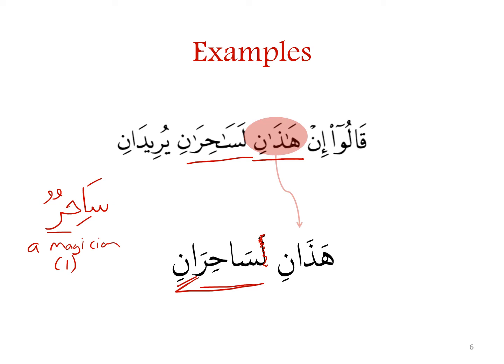Also, because we have an ism ishara referring to a dual form noun, we can't use hadha or haulai. We need to refer to it in the dual ism ishara, so hadhani, just so we can match the duals with each other, or the muthanna words with each other.